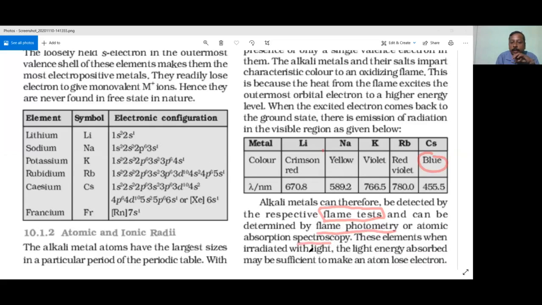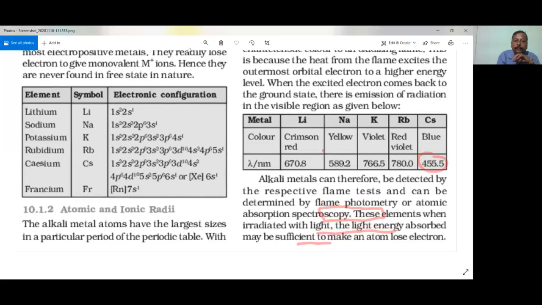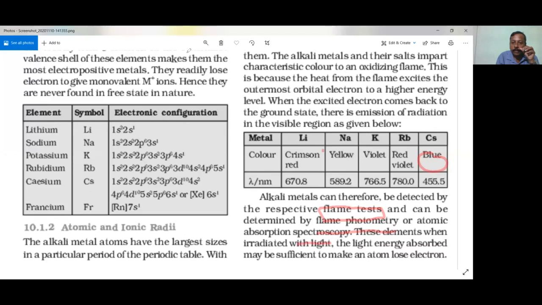These elements are irradiated with light. They absorb sufficient energy and may cause the atom to lose an electron. So this is about the flame coloration. Very important topic. Don't forget to memorize this.